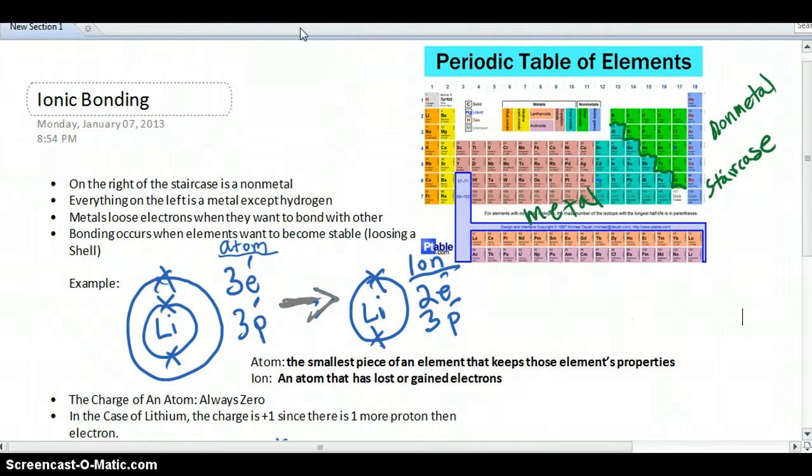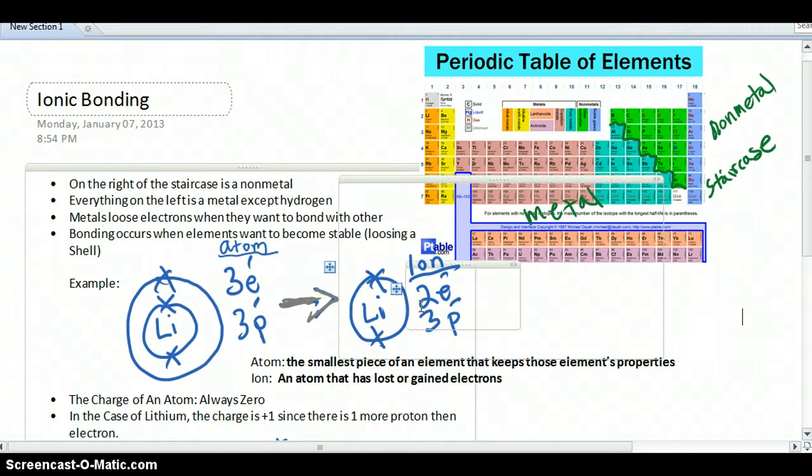This is extremely important when it comes to ionic bonding, because with ionic bonding, metals lose electrons when they want to bond with each other. This makes atoms into ions. An example of this is lithium. Lithium, in this case, is on the left of the staircase, so it is a metal, but we want it to become an ion. Okay? So basically, we need it to lose one electron.